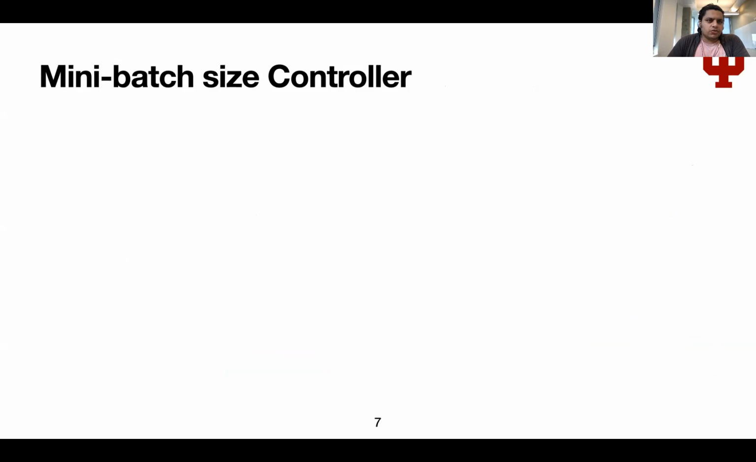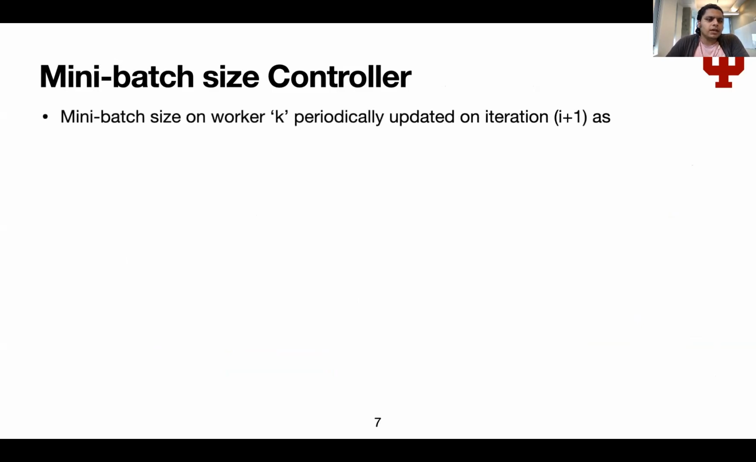The mini batch size controller. The mini batch on a worker K is periodically updated on iteration I+1 like this, where B_K^I is the initial mini batch size and there is some change, which is the delta B. So B_K^(I+1) is the updated batch size.